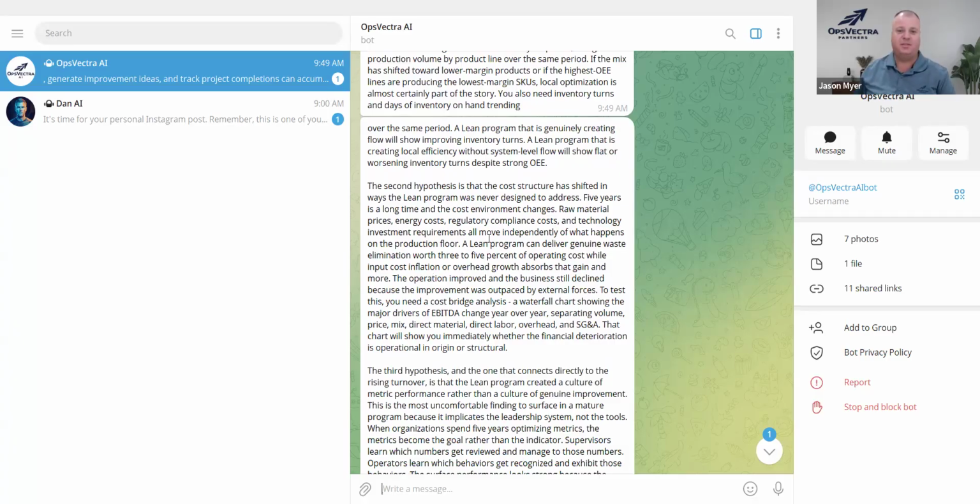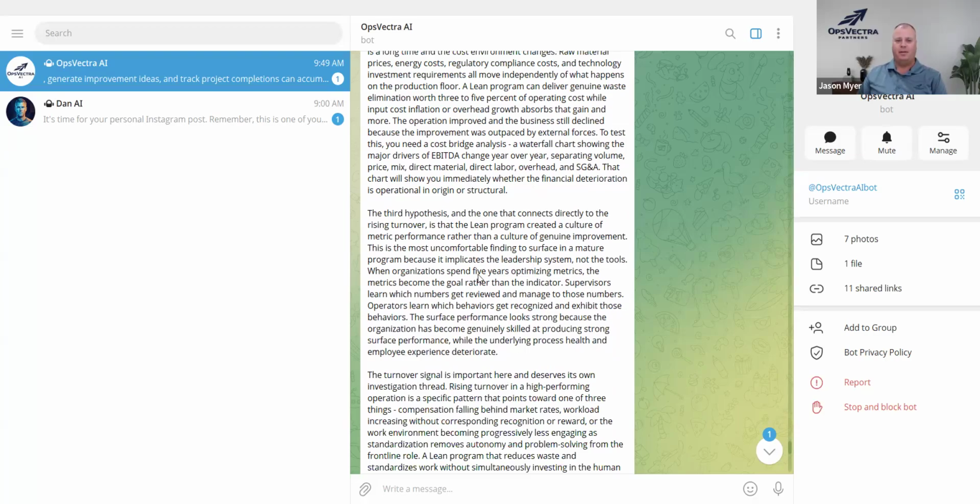The second hypothesis is that the cost structure has shifted in ways the lean program was never designed to address. So this is looking at things that weren't part of the initial scope. Have your raw material prices gone up? Has energy gone up? Different regulatory requirements, so you have to do more testing or something like that. Different capital requirements. So have you look at that.